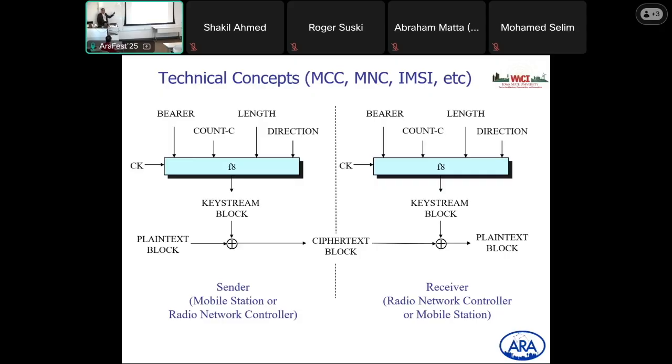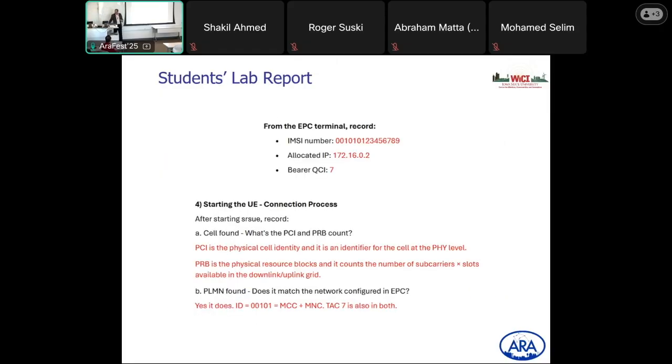So again, we asked them during that lab experiment, can you extract that from your experiment? This is actually from a student lab report. As you can see, they are able to extract the IMSI and the bearer, and also answer some questions. Their answers here are in red. And here they can even identify from the IMSI where the MCC and MNCs are. So they can actually extract all that information.